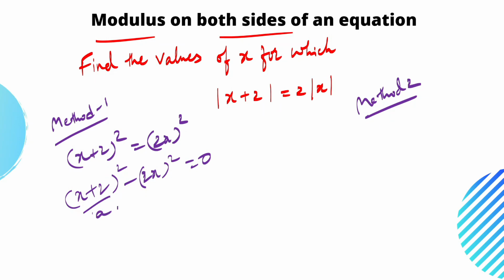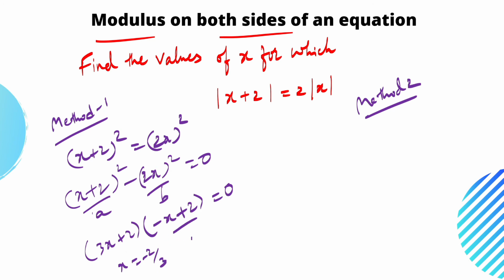So this is a and this is b, this is in the form of a square minus b square, so we can make it as (a plus b) into (a minus b). So this will be (3x plus 2) into (minus x plus 2), this will be equal to 0. And if we equate this to 0, x will be equal to minus 2 by 3, and if we equate this to 0, x will be equal to 2. Alright, we have two values.